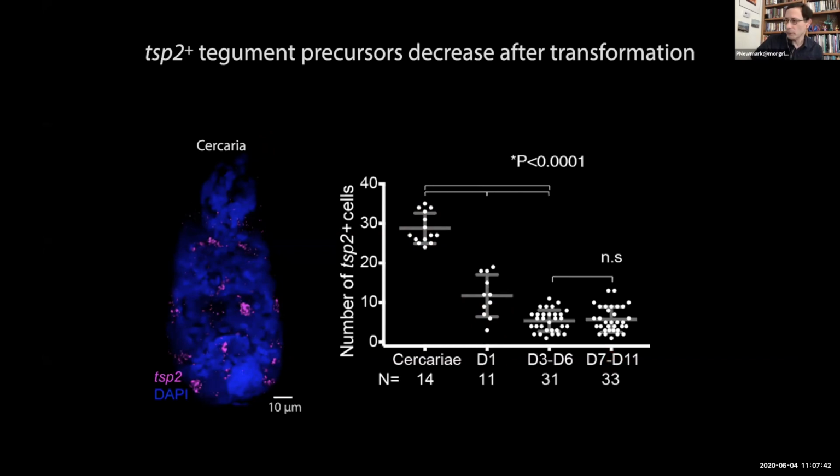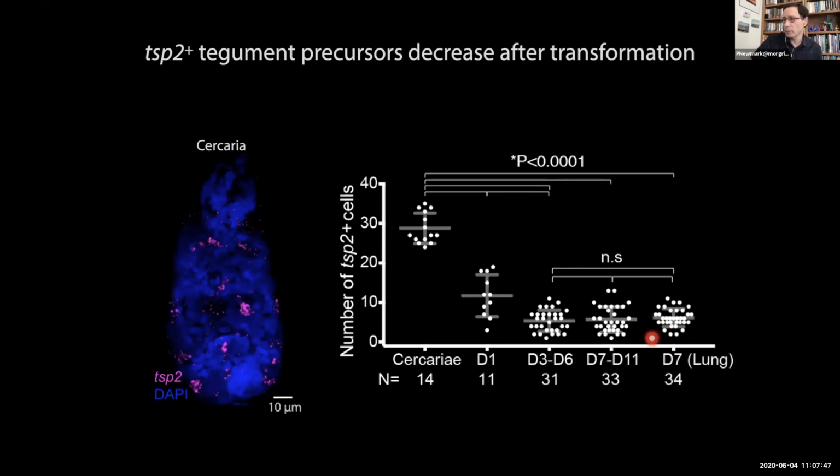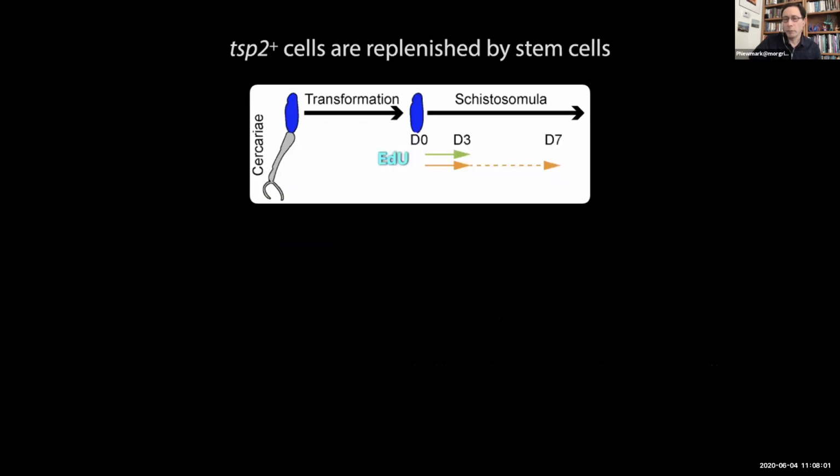To confirm this is real, Jay harvested parasites from the lung stage and showed that there's a similar drop from the original infective larva to the parasites that are recovered from the mammalian lung. Okay, so these precursors are gradually depleted. And now we wanted to ask if the stem cells were also forming new precursors. And so what we can do again is transform these cercaria to schistosomula in vitro.